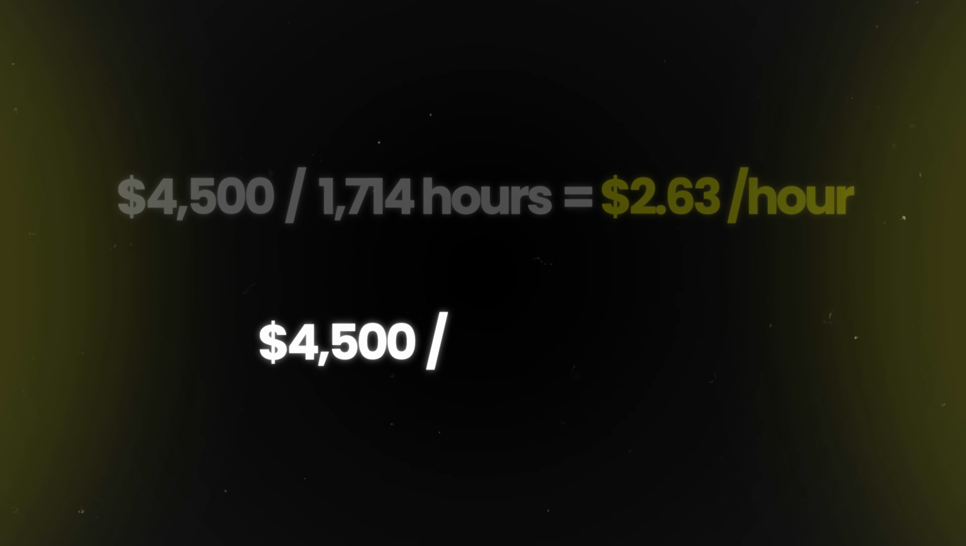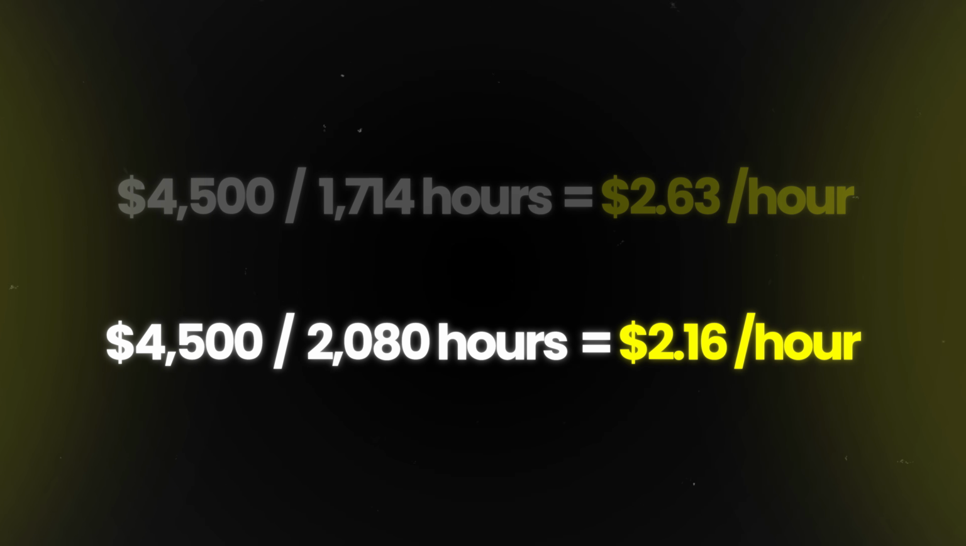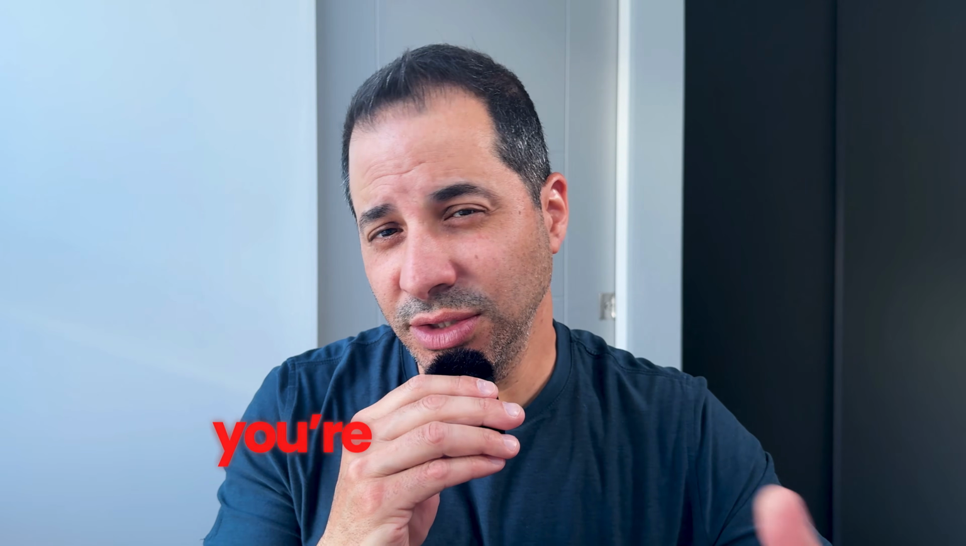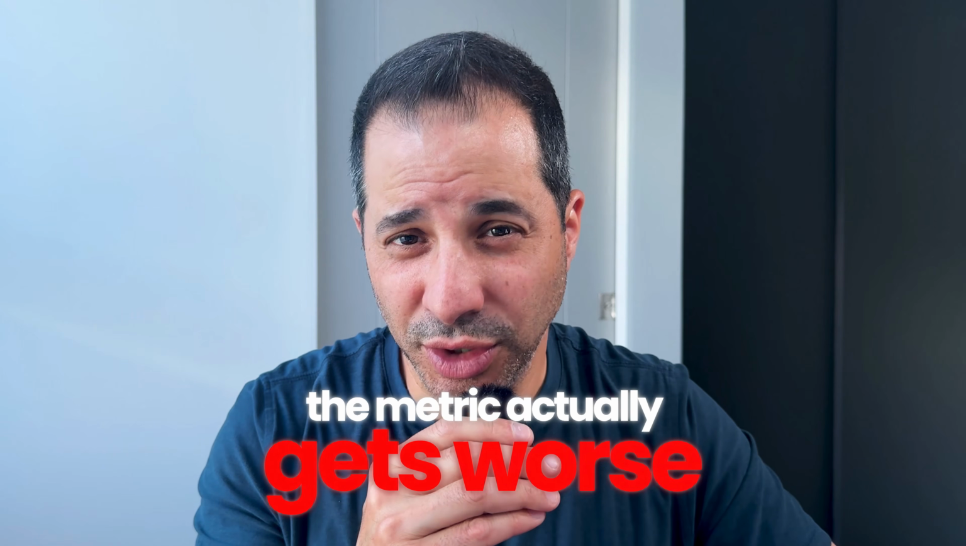Now we're going to run that $4,500 across the 1,714 hours, and that comes out to $2.63 an hour. And if you had spread it over the 2,080 hours, it actually drops to $2.16 an hour. Now that gap looks tiny, but it's money you're never going to get back. That means you're undercharging for every hour on every employee for the entire year. Now, for a salaried supervisor or project manager, the metric actually gets worse. And that's because you're paying the full salary no matter how many hours are actually being worked.